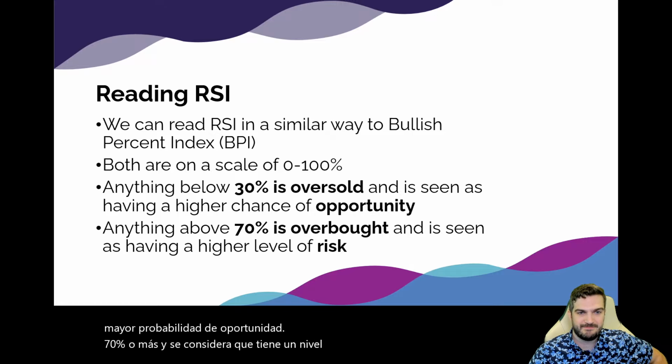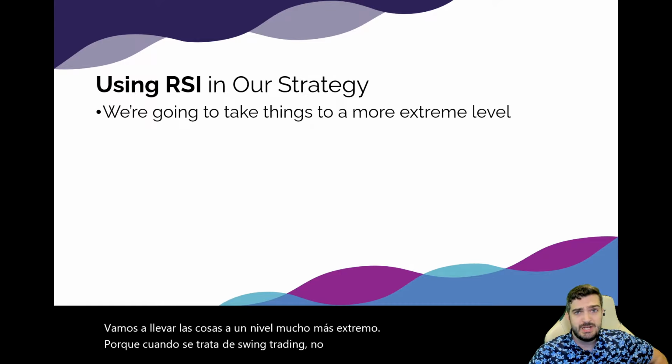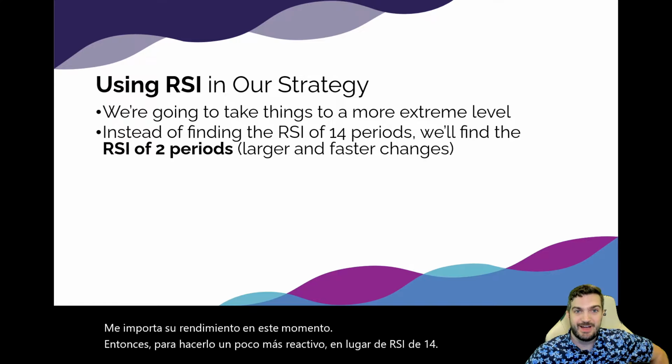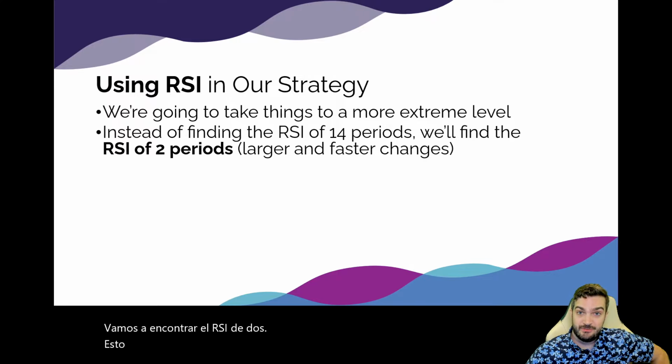Now, this is the basics of RSI. So if you see it out in the wild, you know what it is. We're now going to massage it a little bit to do what we need it to do. We're going to take things to a much more extreme level. Because when it comes to swing trading, I don't care about its 14-day performance. I care about its performance right now. So to make it a little bit more reactive, instead of RSI of 14, we're going to find the RSI of 2. This means we will have larger changes, and those changes will happen a lot faster.